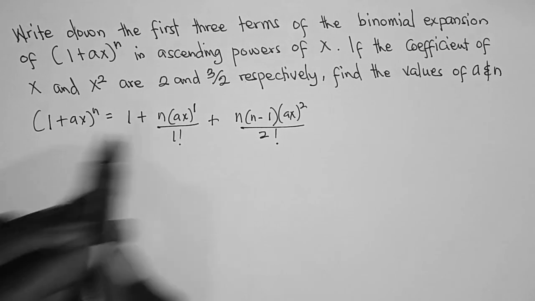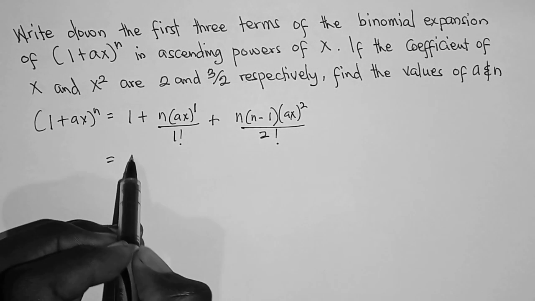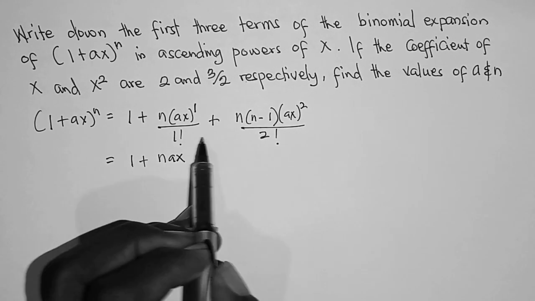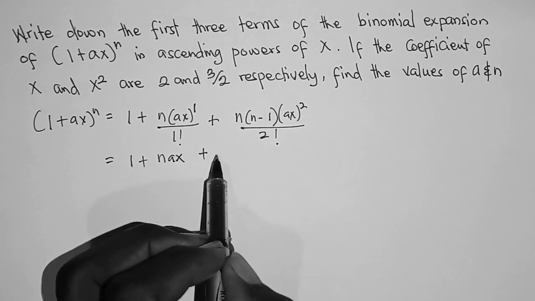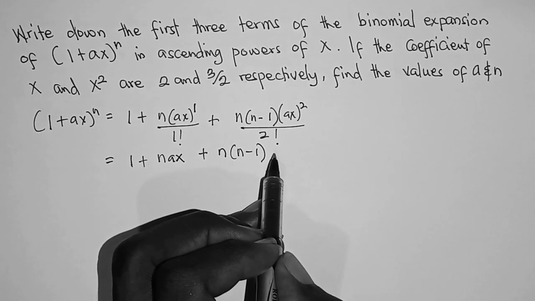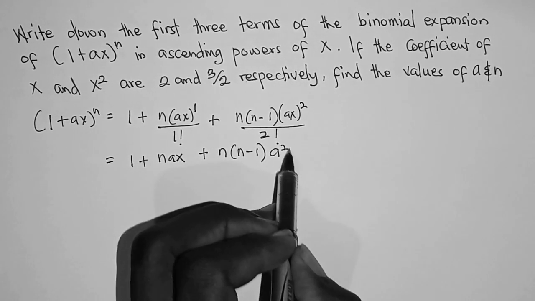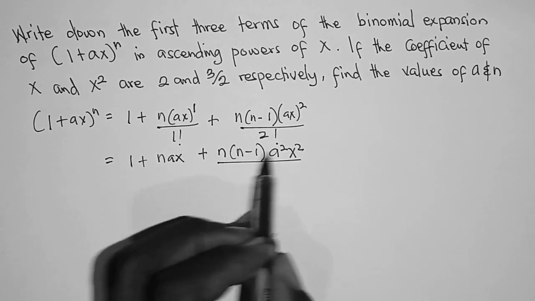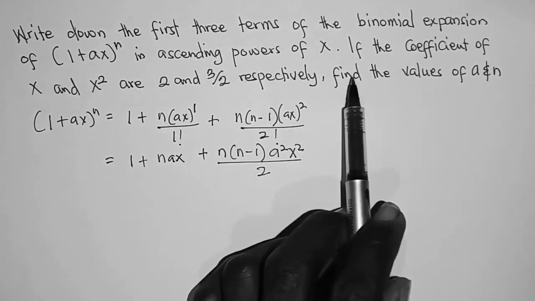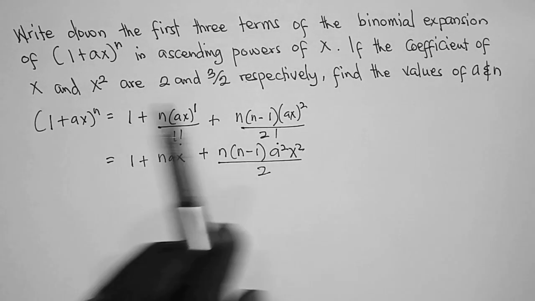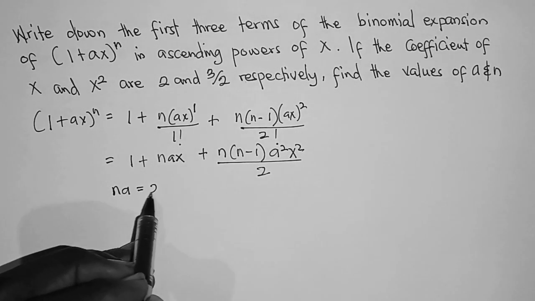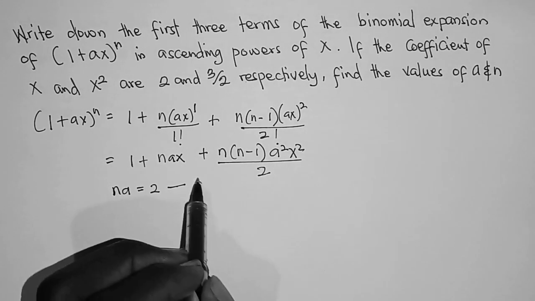However, if we simplify further, this becomes 1 plus nax, because 1 factorial is the same as 1, then plus n times n minus 1, then times a squared x squared divided by 2 factorial, which is the same as 2. However, the question says that the coefficient of x is 2. So it implies that na is equal to 2. So this is equation 1.